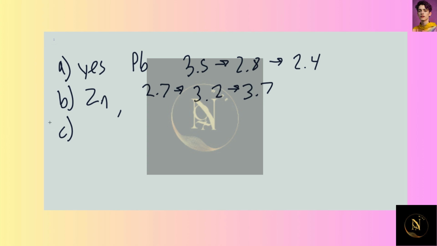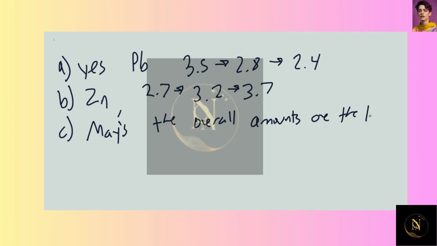C says each month's sample represents a different manufacturing process. Which process would you recommend the manufacturer choose to continue to use over the next year while additional processes are tested? I would recommend May, because the overall amount of metals is the lowest in May.